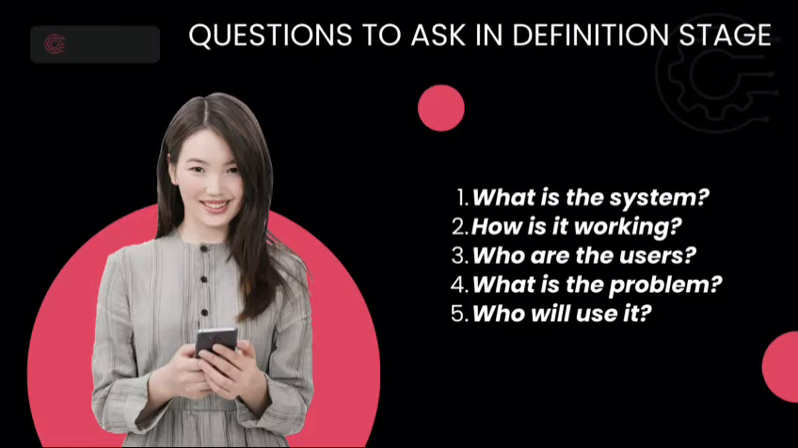You ask yourself, what is the system? What system are you trying to design? How is it going to work? Is it a gaming system? How do you want the characters in the games to work? Who are the users? Are the users adults or children, or both? Or what is the problem? What is the problem that you feel will not make this program work?